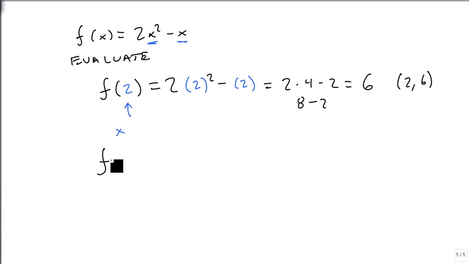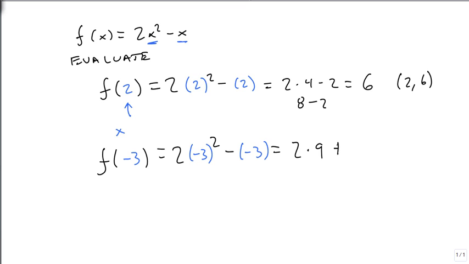We could also find out what is f of minus 3. And that would be 2 times minus 3 squared minus a minus 3. So again, order of operations says we need to do the power first. And then we're going to change that to a plus 3 because minusing a negative. So 18 plus 3, which is 21, is our output. And so we have the relation (minus 3, 21).